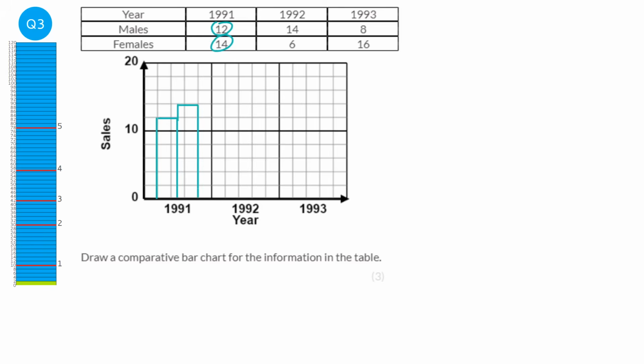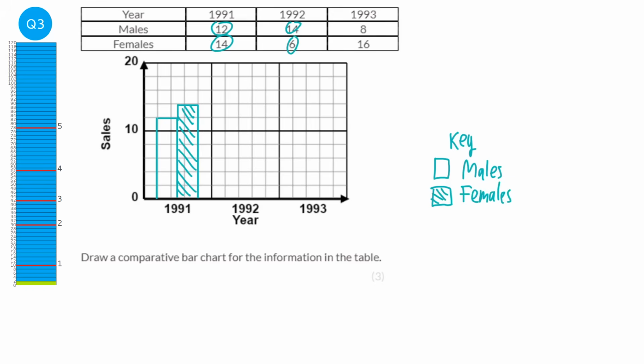And so what we're going to do is we're going to make this go up to 14. And there we go. Now, we need to be able to tell these apart, so what I'm going to do is just shade in the females. And we should do a little key. And we say that if they're not shaded, it's males. And if they're shaded, that is females. Okay, let's carry on with the bar chart.